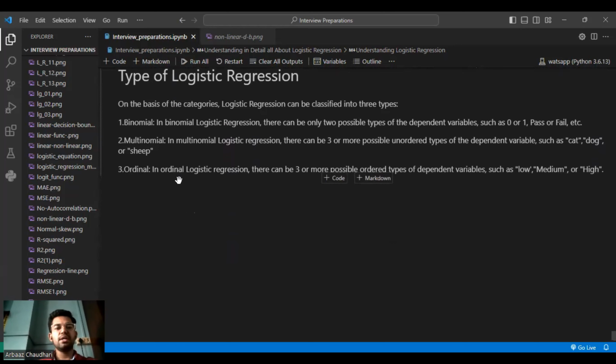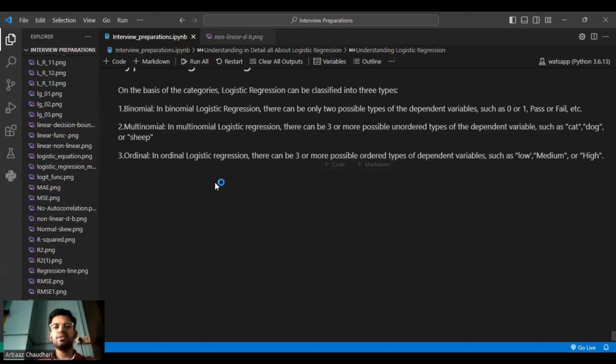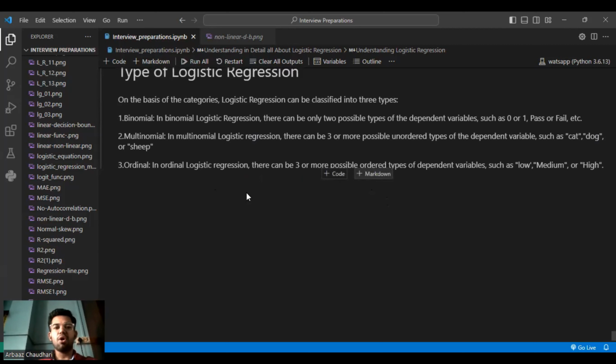Then the third is ordinal. In ordinal logistic regression, there can be three or more possible ordered types of dependent variable. Here we are trying to say whether the data points come in the low, medium, or high class. So if there is order, it means low is at the bottom, and medium is above the bottom. There is second, which is medium, and high means which is the top class. So your order is there.